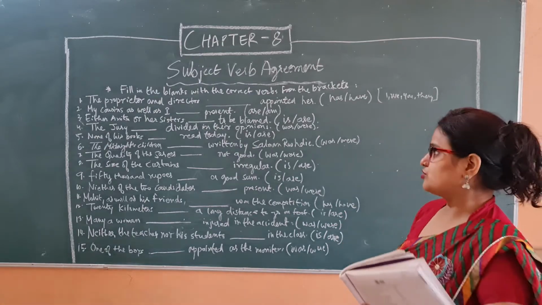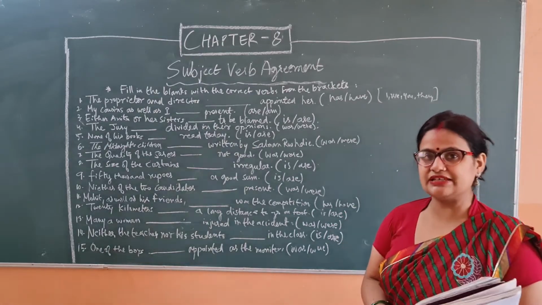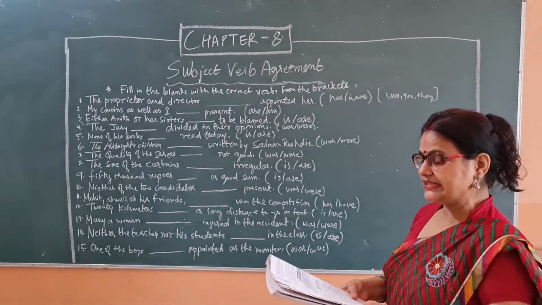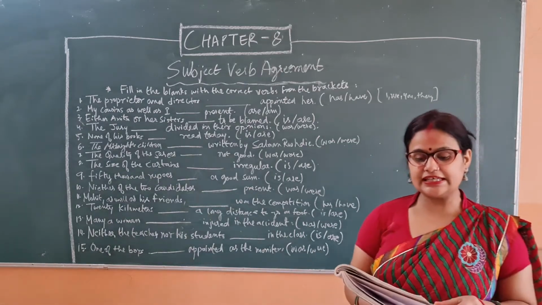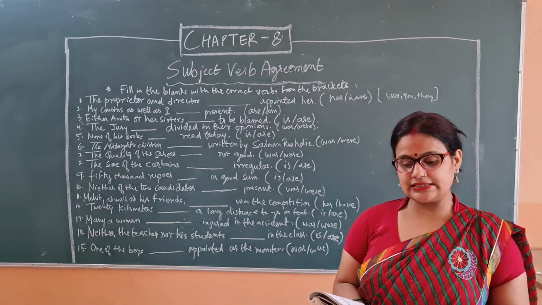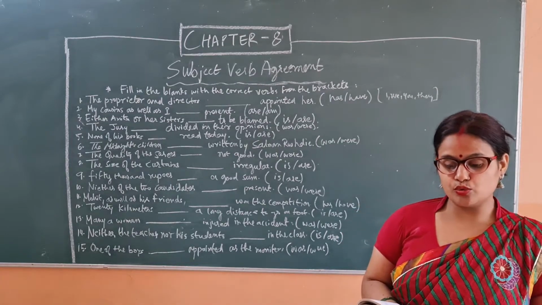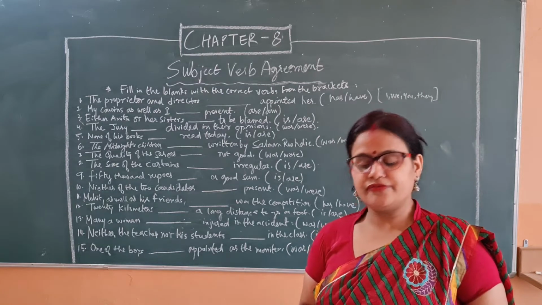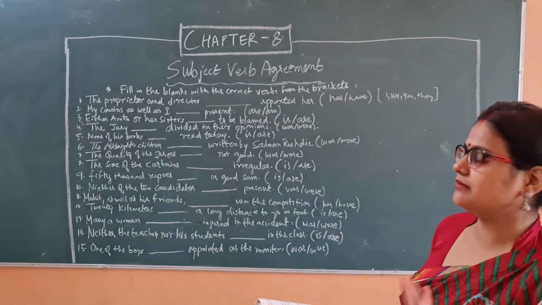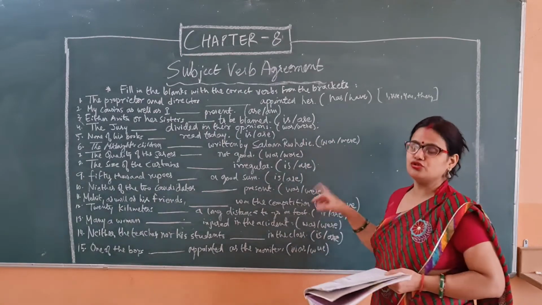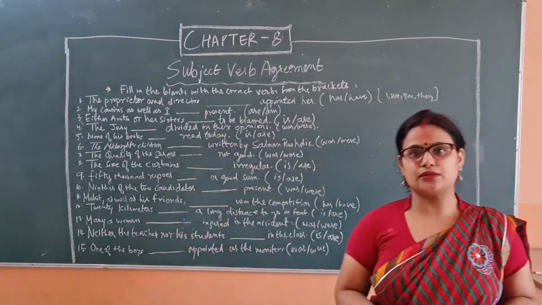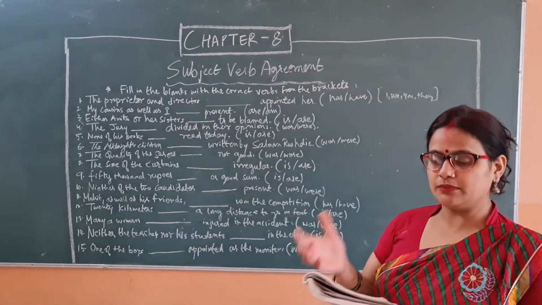Very good. So students, come to page number 64. The first exercise is the brain teaser which is given to you. If you see carefully, the instruction is: fill in the blanks with the correct verbs from the brackets. It means in the bracket they have already given you the options. You just have to find out the correct one. Now let's start one by one.